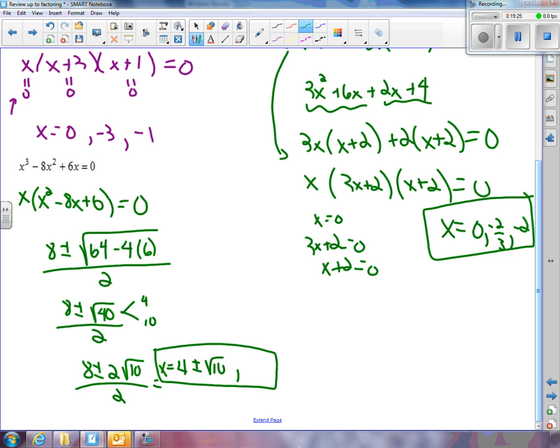That other answer comes from this x that we kind of ignored while we were doing this. Don't forget it. Don't forget, you set that piece equal to 0 too. So 0 also makes this equation true.